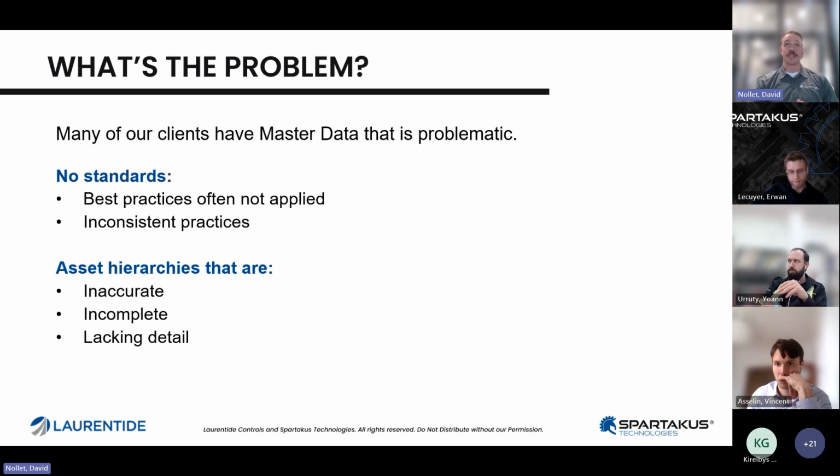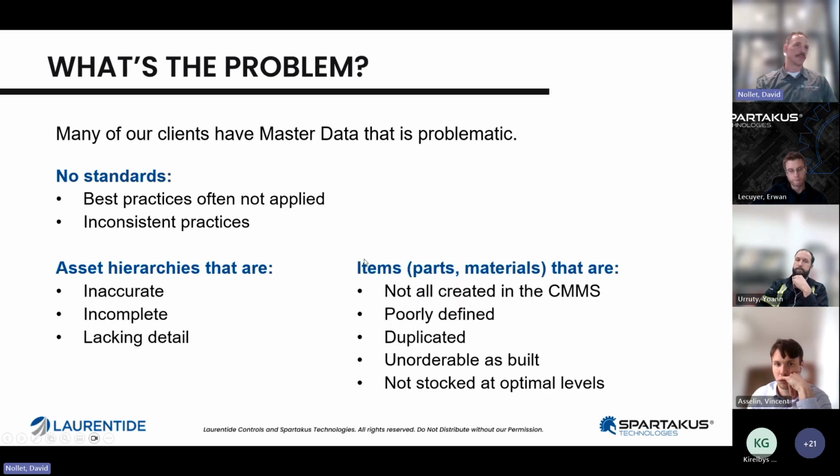Another one that's pretty obvious is the asset hierarchies. I think Johan just explained pretty well what happens when I don't have a complete, detailed, and accurate asset hierarchy. It's where do the work orders go? I don't want to get too far ahead and repeat myself, because we're going to see the benefits of applying best practices, but you can already see where it's going.